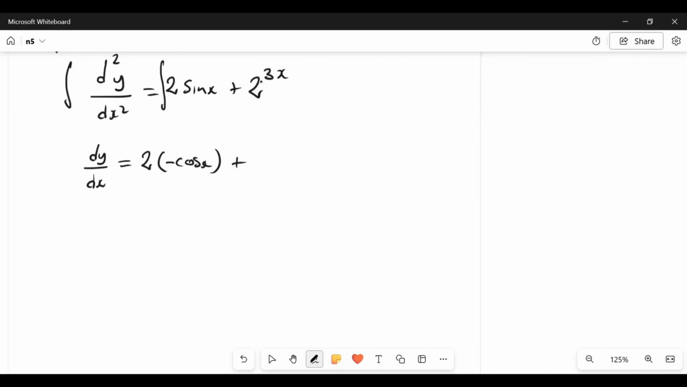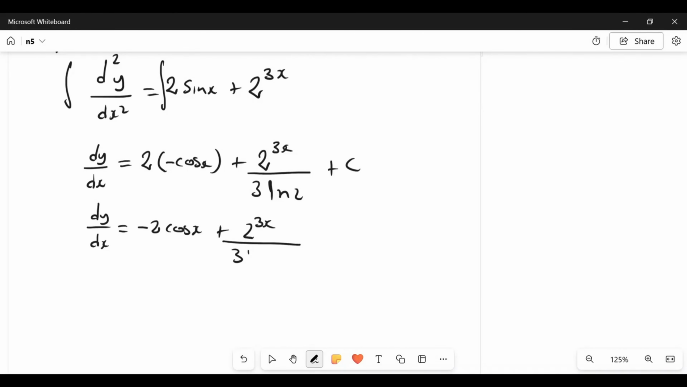Plus, now we have to integrate 2 to the power of 3x. This here is an exponential integral. So when you integrate this, it's going to be 2 to the power of 3x divided by 3 ln 2 plus c. So let's simplify it further. dy over dx is equal to negative 2 cos x plus 2 to the power of 3x divided by 3 ln 2 plus c. There we go.